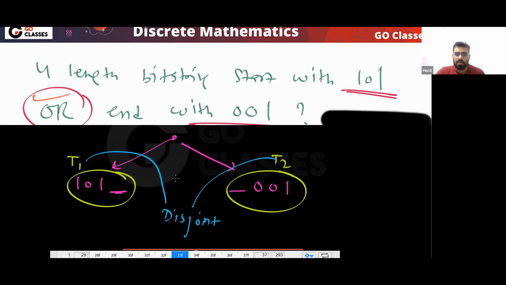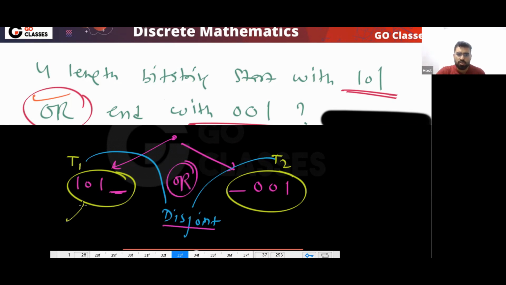You can just check it out. Can you have something common? These are starting with 101, these are ending with 001. Can you have something common? No, you cannot have something common. So finally, because they are disjoint, either you can do this or you can do this. There is an or.